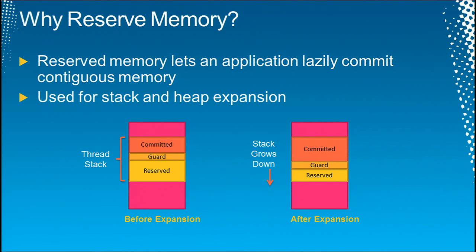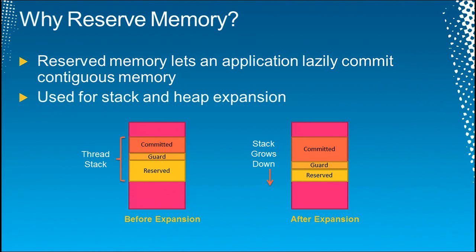A great example of this is stacks. Every thread that executes on the system has a stack, a private scratch space where it stores parameters that it passes to other functions and local variables. And when the stack is born, the system virtual allocs a chunk of memory from the address space. By default, it's 1 megabyte for most processes. And then it will lazily commit that stack. So it commits just the initial part of the stack.